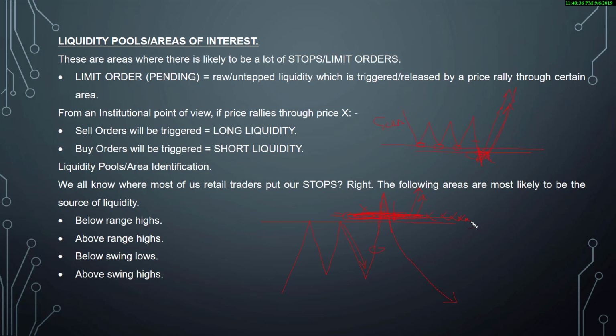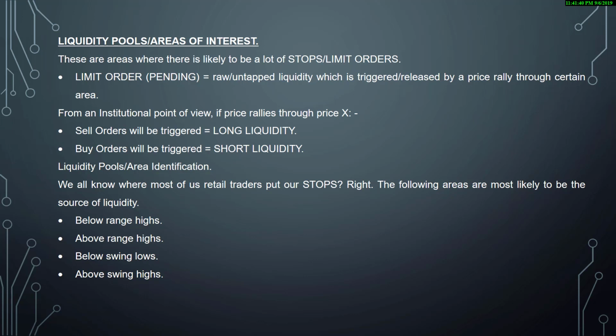The following areas are most likely to be the source of liquidity: below range highs, above range highs, below swing lows, above swing highs. So the moment you see price playing around those four areas that I've mentioned, range high, swing lows and swing highs, wait for the market or the price action to close. You need to wait. Don't rush to get into that trade. Wait, because there's something that will be going on that you will be able to recognize, say after your daily candle is closed, if you're trading from a daily time frame, or after your hourly candle has closed, if you're trading from an hourly candle. So you must be in a position to wait, right?